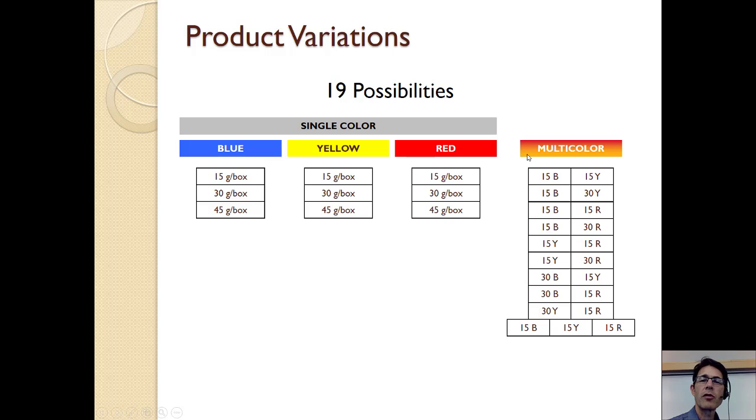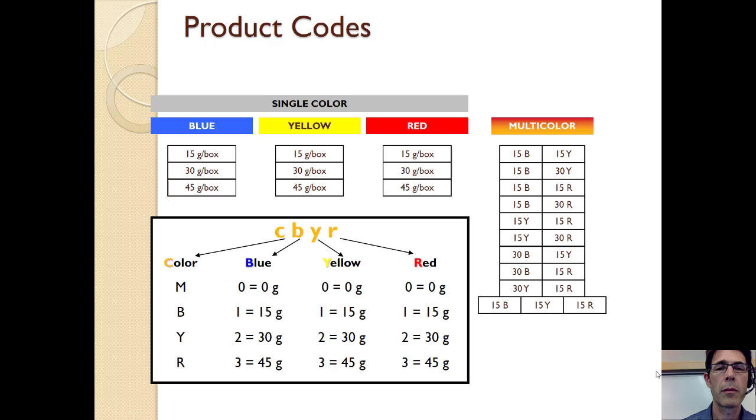So with these three colors, one of the limitations is that it only dispenses in increments of 15 grams. So that means you can have 15 grams, 30 grams, or 45. The boxes aren't big enough to hold 60 grams. If you try to put 60 in, it'll overflow. So there are your three options for any one color. Then if you do multiple colors, you can do any combination of colors as long as they don't exceed 45 grams. So you can see all the different possibilities of blue, red, yellow over here.